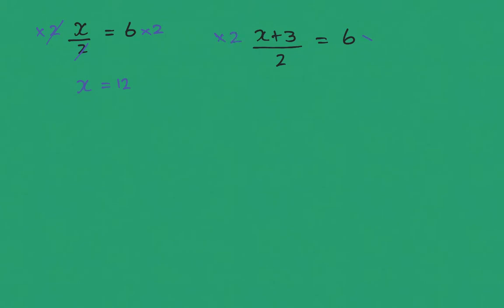Very similar. I'm still going to do the crossing off of the 2s and multiplying 6 by 2, but I get left with x plus 3 on the left equals 12. Minus 3, x equals 9.